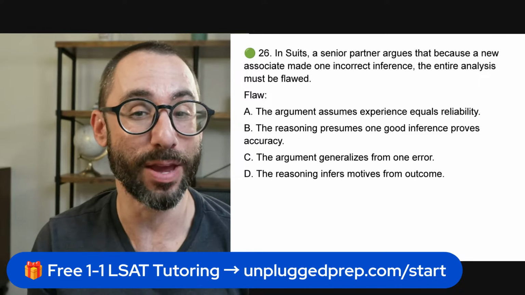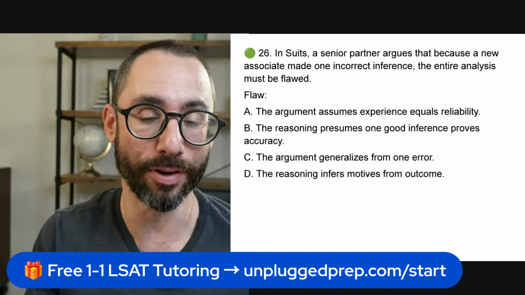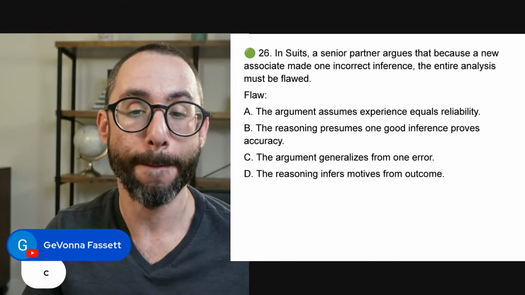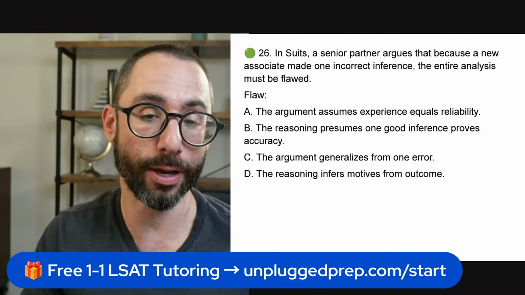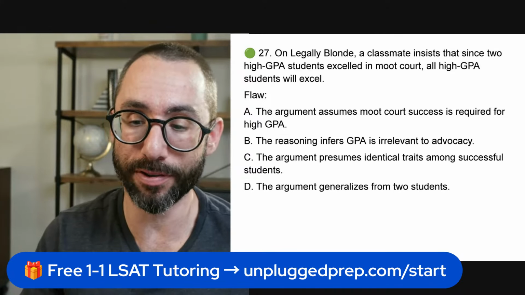One associate made one mistake, therefore everything is flawed. They're overgeneralizing, expanding beyond the scope. This is also, by the way, a version of part to whole. Because one individual part was inaccurate, therefore they're saying the whole thing must be inaccurate. Maybe the rest was good, though. Well done. On to number 27.